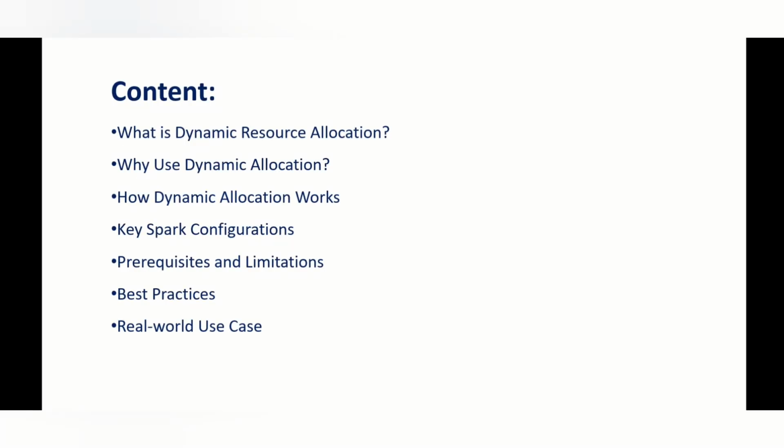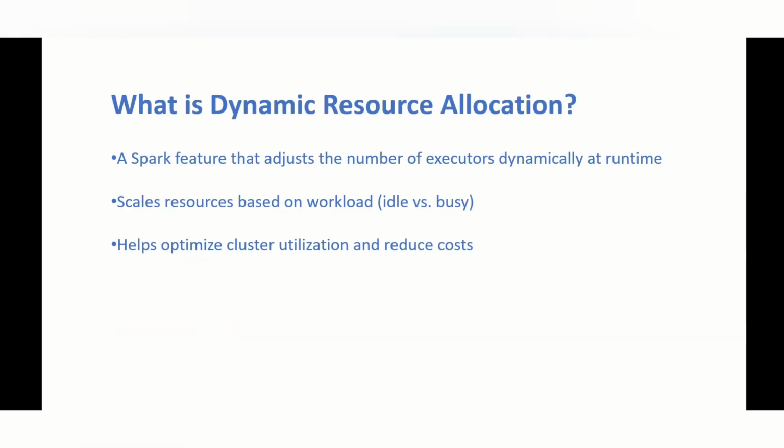Yeah, so content. We'll discuss in this video what is dynamic resource allocation, why use dynamic allocation. I mean, what is dynamic allocation? We just discussed that if we need to dynamically allocate the resources, in that case we need to use dynamic resource allocation, or DRA. And why use dynamic allocation, how dynamic allocation works, key Spark configuration, best practices, and real-life scenarios, those things we're going to discuss here.